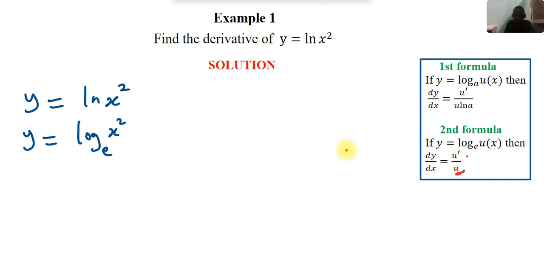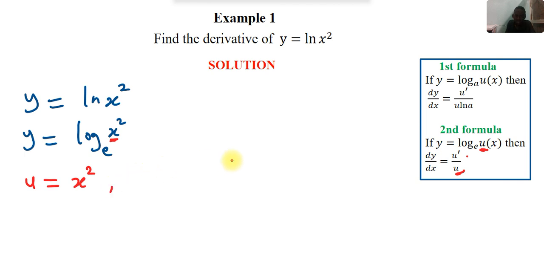All right, so now let us identify what our u is. So if you look at it very well, now if y equals log u base e, then dy dx will be equal to u prime over u. So if I compare this u, which is a function of x, with the one that we have here, I can easily say that my u represents x squared in this place.